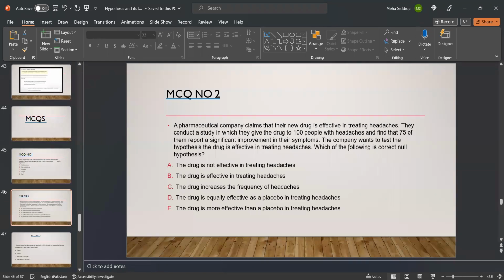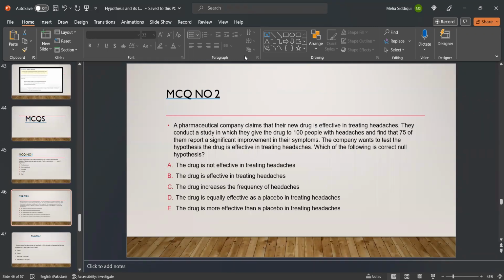MCQ number 2. A pharmaceutical company claims that their new drug is effective in treating headaches. They conduct a study in which they give the drug to 100 people with headaches and find that 75 of them report a significant improvement in their symptoms. The company wants to test the hypothesis that the drug is effective in treating headaches. Which of the following is the correct null hypothesis?